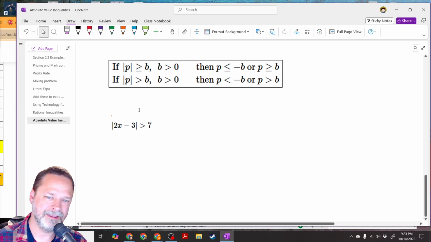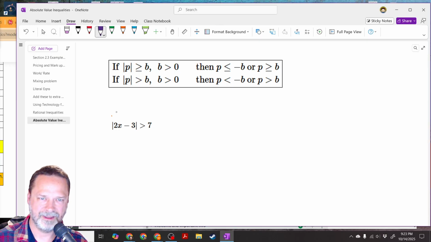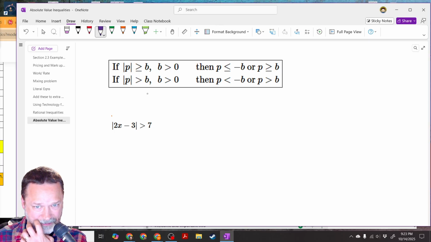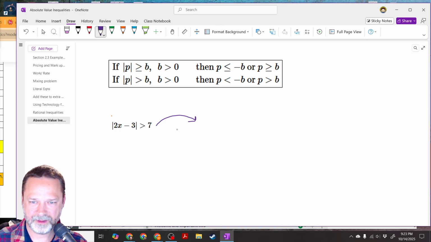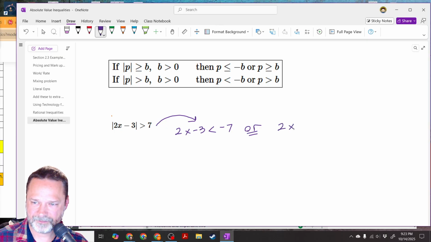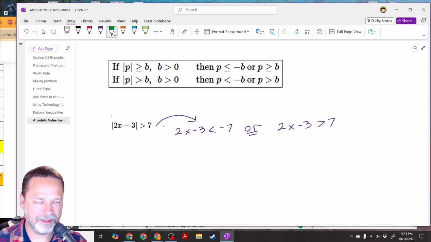The absolute value of 2x minus 3 is greater than 7. Let's do it on that one. So I have a greater than symbol, which means I'm going to use this rule here, which means I'm going to go ahead and rewrite it as an or. I'll write 2x minus 3 is less than -7, or 2x minus 3 is greater than 7. And I'll solve this compound inequality, and I will have the solution to my absolute value inequality.